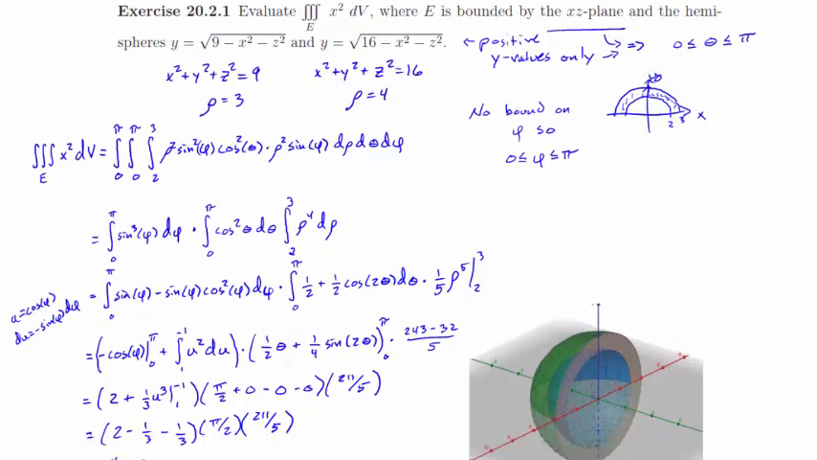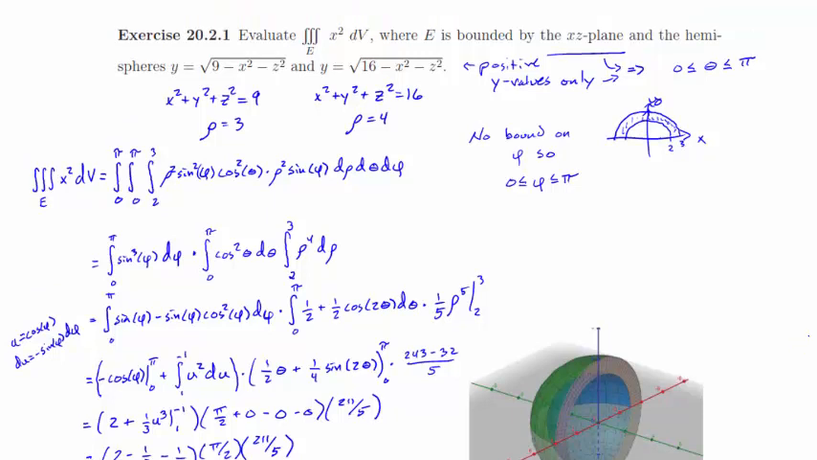And we're back. So exercise 20.2.1, evaluating the triple integral over the region E of x squared dV, where E is bounded by the xz plane and the hemispheres y equals the square root of 9 minus x squared minus z squared, and y equals the square root of 16 minus x squared minus z squared. So rearranging the hemispheres, the first becomes x squared plus y squared plus z squared equals 9. The other hemisphere gets rearranged as x squared plus y squared plus z squared equals 16.